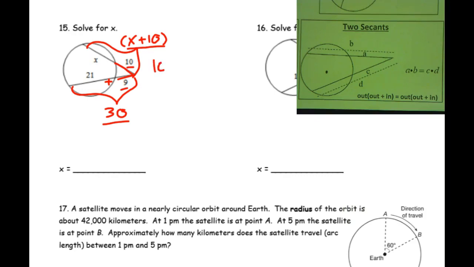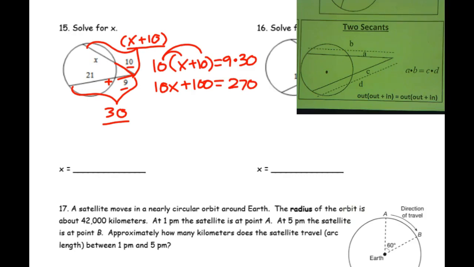Let's do that. 10 parentheses x plus 10 equal sign, and then outside times whole thing, 9 times 30. Outside section times the whole thing, outside section times the whole thing. Let's distribute. 10 times x, 10 times 10, 10x plus, and then 10 times 10 is 100, equal sign. 9 times 30 is 270.